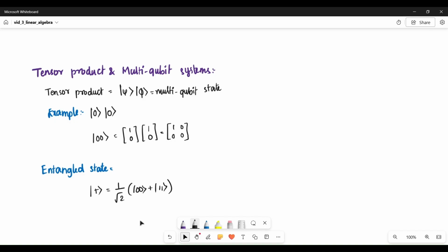In quantum computing, we build larger quantum systems using tensor products. Tensoring |ψ⟩ and |φ⟩ creates a composite state. For instance, |0⟩ tensor |0⟩ gives us |00⟩, represented as a four-dimensional vector, as you can see here. Some multi-qubit states like |+⟩ = 1/√2 (|00⟩ + |11⟩) are entangled. This means they can't be separated into individual qubit states. And it's what gives quantum computing its real power.